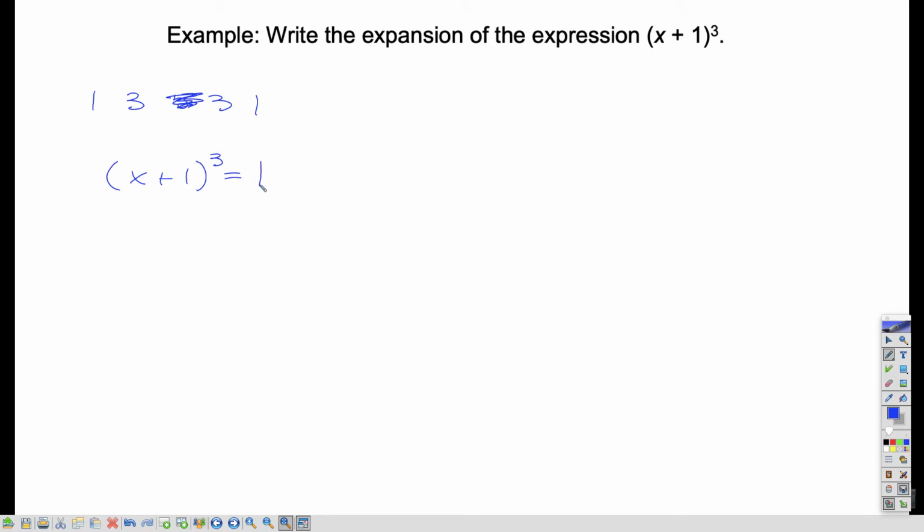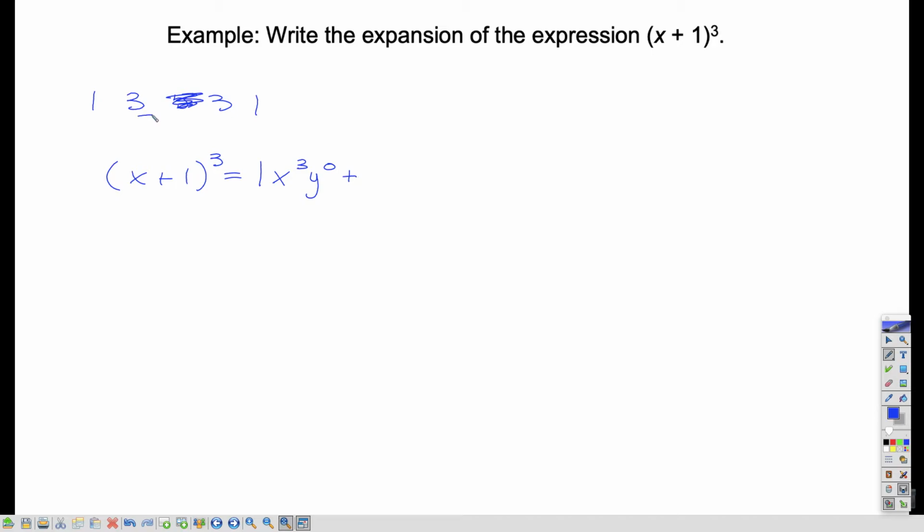1, x to the third, y to the 0. Plus, always put plus. Let your math decide whether it's positive or negative, because you will get positive and negative stuff happen. So now 3 will be your next.